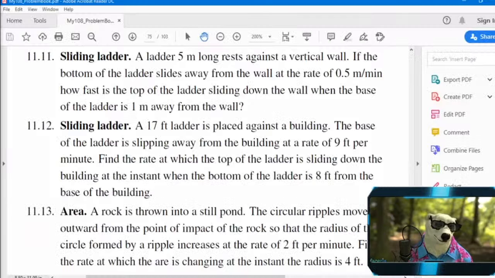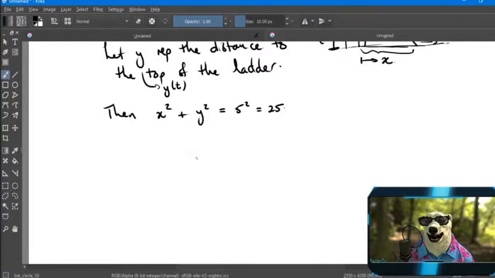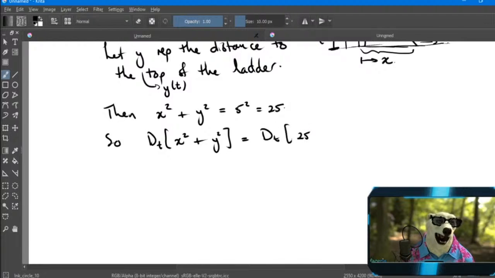Now the question is referring to the ladder sliding away from the wall at a certain rate, sliding down the wall, as well as some lengths. So there are rates of change involved in this question. So I need to get to a related rates equation, and I'm always going to do that the same way, by taking the time derivative of both sides of the equation. My variable for these practical questions will always be time.